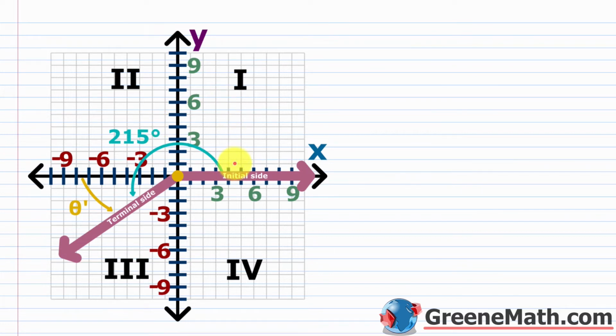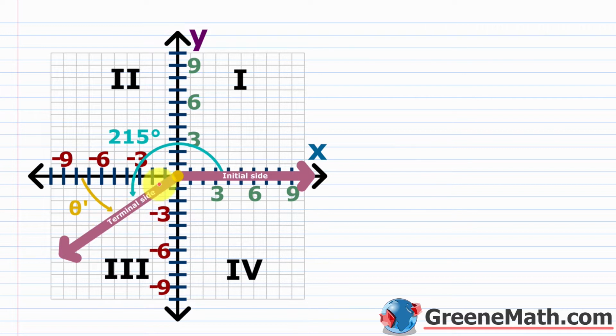If you wanted to sketch out 575 degrees, it's going to be one full rotation, so that's 360 degrees, and then you're going to go another 215 degrees. So that would be your 575 degree angle. But again, you want to work with this coterminal angle, this 215 degree angle.